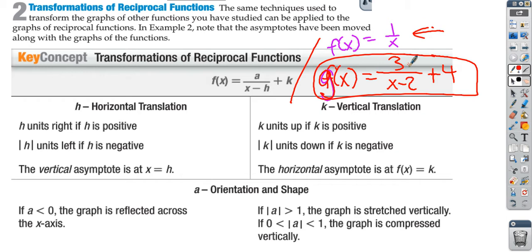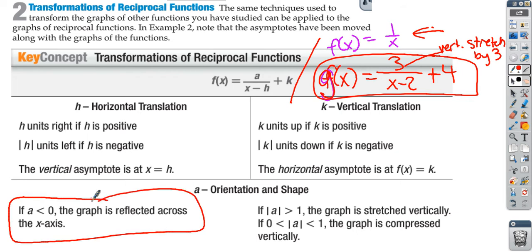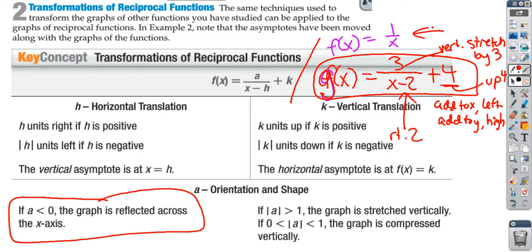And it does 3 things. This number right here is going to vertically stretch it by 3. And it stretches it because basically any number bigger than 1 is going to stretch it. By the way, if that were negative, okay, that's what this says down here. If that were a -3, the negative would flip it over the x-axis. Okay, it's positive in this case, so that doesn't happen. This right here, remember the saying: add to x, go left, and add to y, go high. This one, because we're subtracting from x, we're not going to go left, we're going to go right 2. And add to y, we're adding 4, so that means we're going to go up 4. So all the transformations that we've studied previously still apply to these examples.